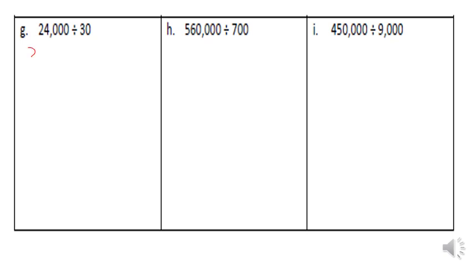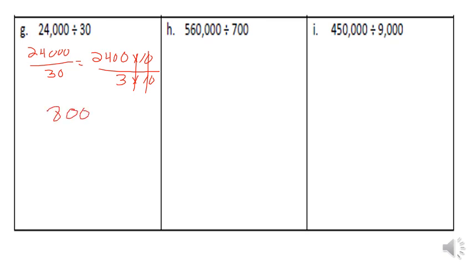Okay, on G, we're going to start out with the same thing. We're going to rewrite it as a fraction, 24,000 divided by 30. And I can see I can take a multiple of 10 out of there, so this is going to make this 2,400 times 10 over 3 times 10. And I can take out the multiples of 10, and that leaves me with 2,400 divided by 3. We know 24 divided by 3 is 8 and 2 zeros. So our answer is 800.